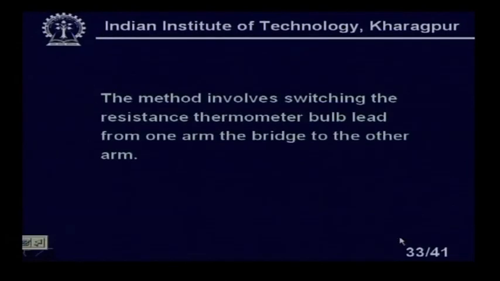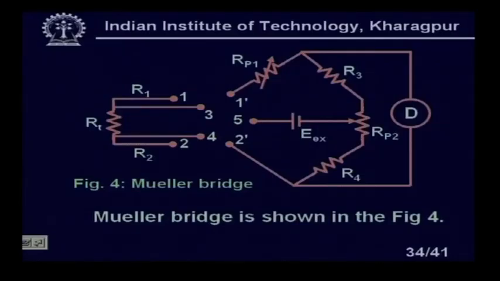Let us look at the method. It involves switching the resistance thermometer bulb leads from one arm of the bridge to the other arm of the bridge, right. We will see how it can be done. You see, this is our Muller bridge, shown in figure 4. You can see these are our 4 lead wires, okay. And you see that the potentiometers are RP2 and RP1. RP1 is the one which we use to balance the bridge, and RP2 is purposefully not used once it is set.